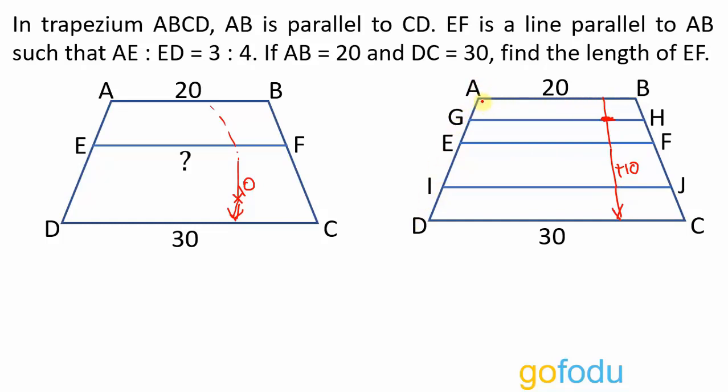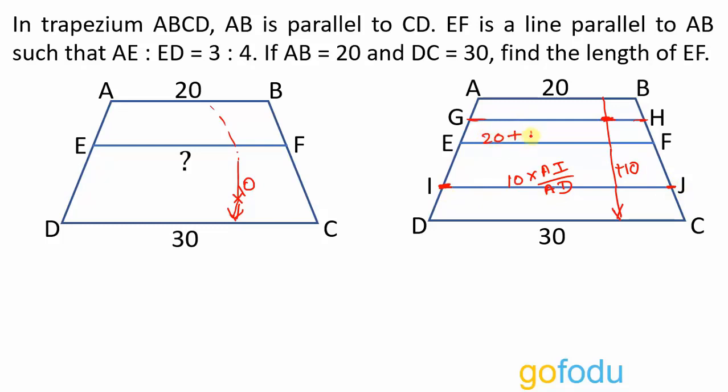So 10 would be divided in proportion of AG to AD for this length GH. For this length IJ, 10 would be divided in proportion of AI to AD, so the increment would be 10 into AI upon AD. For this length CD, the increment is 10 only: 20 plus 10 gives me CD. 20 plus 10 into AI upon AD will give me IJ.